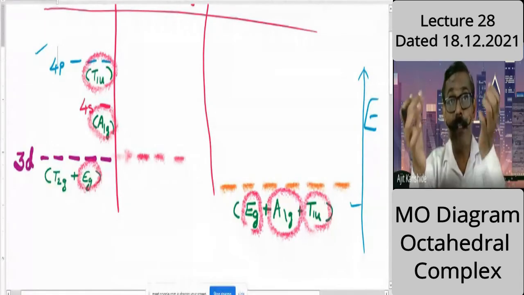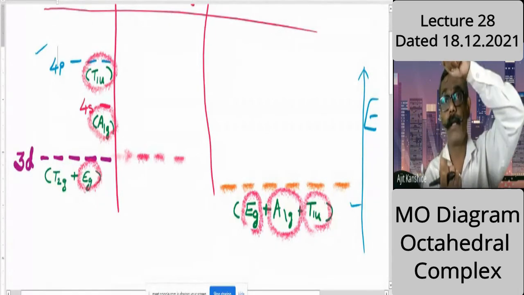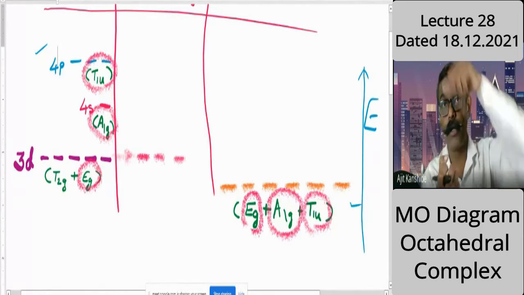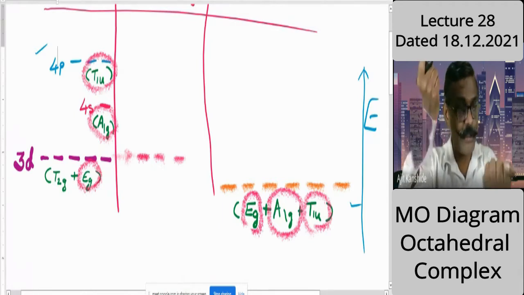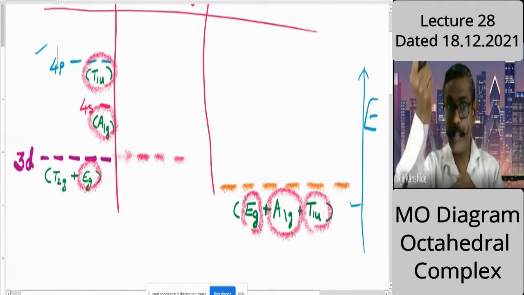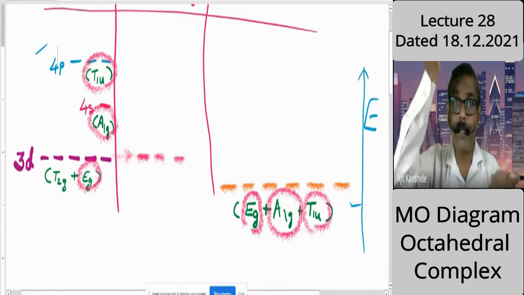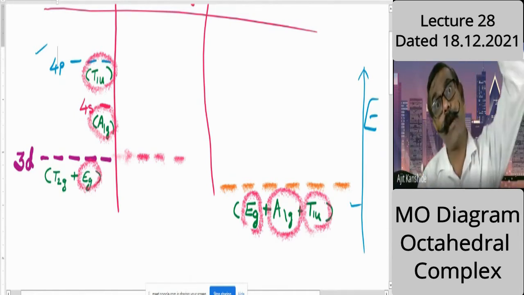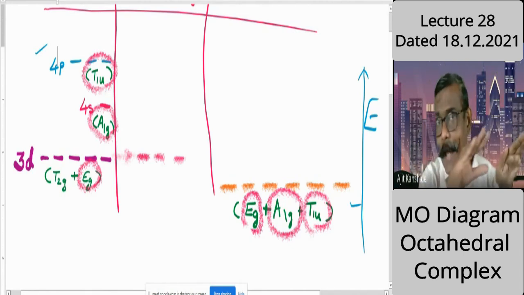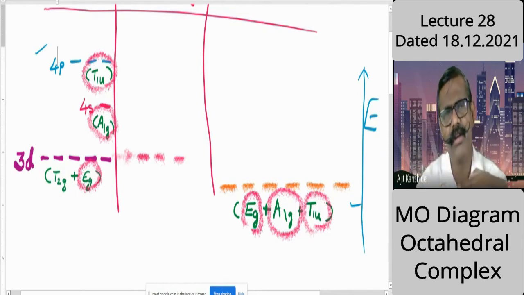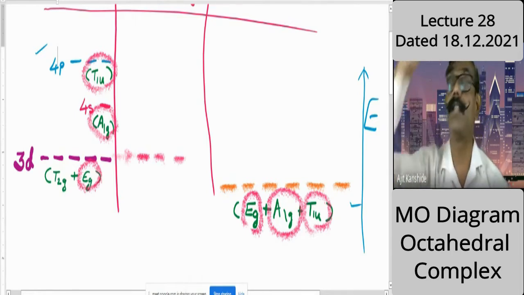Okay, so if I consider Eg from the metal ion and Eg from the ligand, they will combine to produce one bonding and one anti-bonding: Eg bonding and Eg anti-bonding. If I consider A1g from the metal ion and A1g from the ligand, they will combine to produce A1g bonding and A1g anti-bonding. If I consider T1u from the ligand and T1u from the metal ion, they will combine to produce T1u bonding and T1u anti-bonding. Bonding means low energy; anti-bonding means high energy. Low energy compared to the barycenter, the average energy. Or you can say lower energy orbital. The amount by which energy decreases is the same amount by which the energy of the other, higher energy orbital increases.